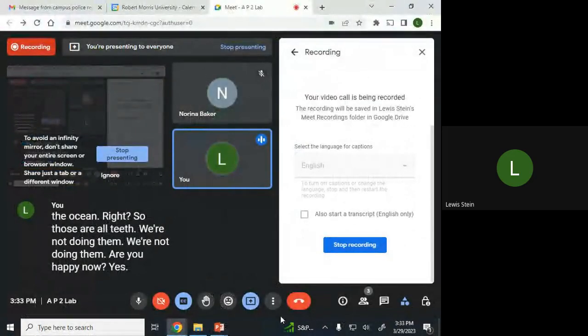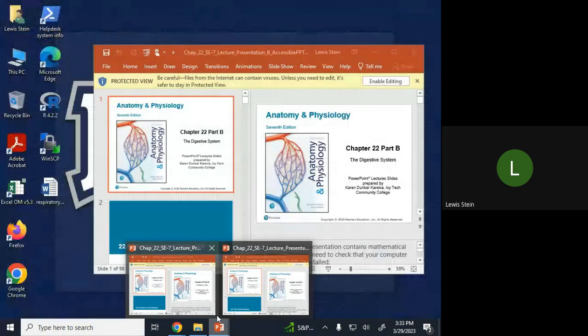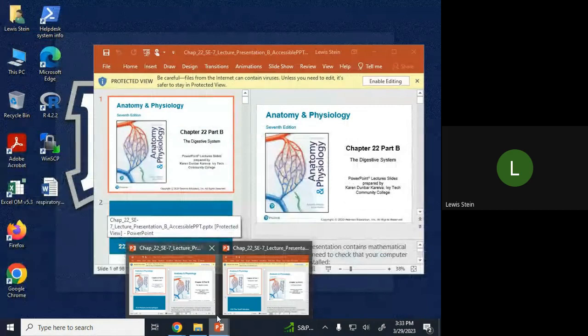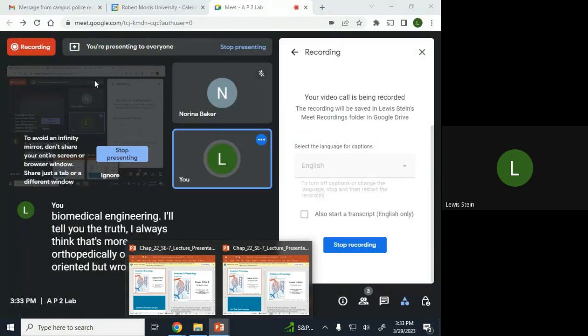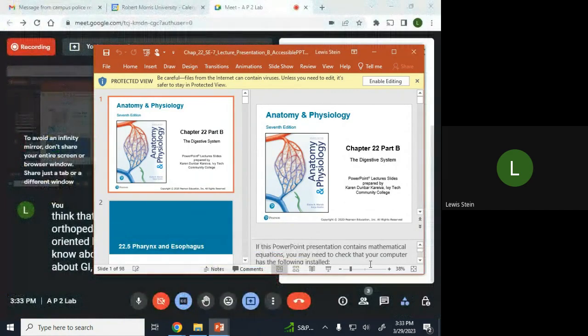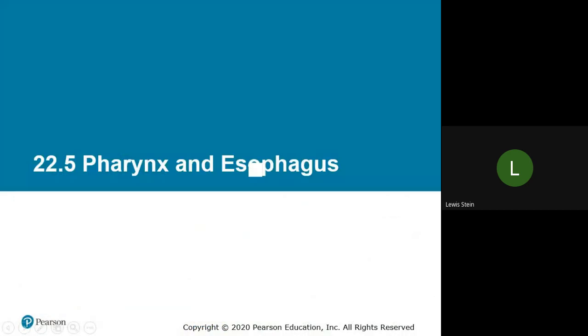We should move on. Okay, so why you have to do this is, for those in nursing, it's NCLEX type stuff. I don't know that there'd be a whole lot of this in biomedical engineering, to tell you the truth. I always think that's more orthopedically or cardiac oriented, but I could be wrong. I don't know so much about GI, but it's in the curriculum, so it's part of it. Obviously for bio majors, we get into it in quite a bit of detail.